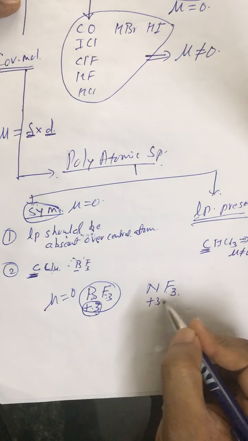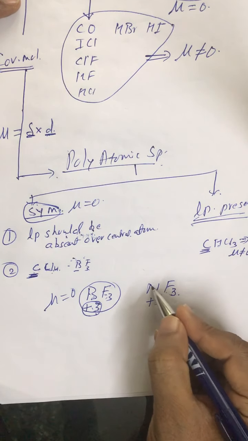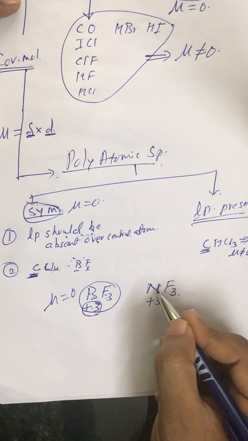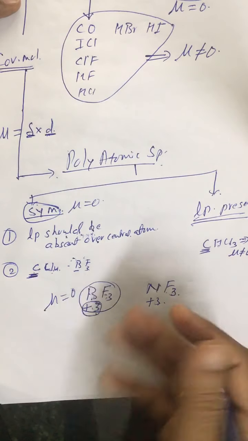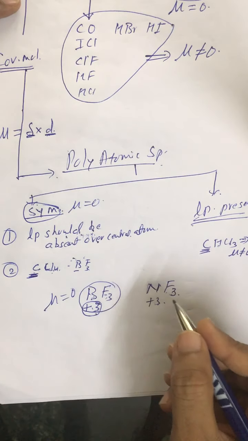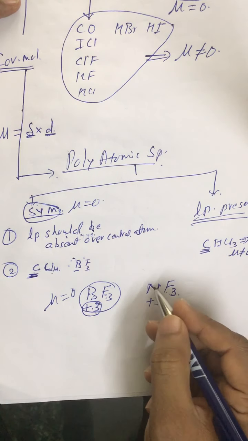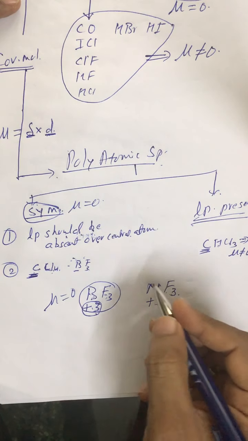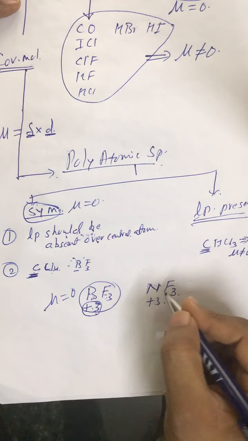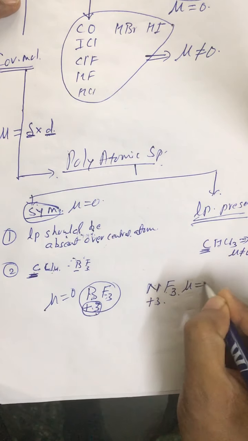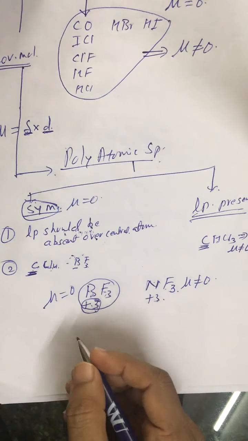Whereas in NF3, is +3 the highest possible oxidation state? No. What is the highest possible oxidation state of the nitrogen family? s2p3 is the configuration, so +5. That means LP is present. How many LPs? Forget about it, you don't have to calculate. Straight away say LP is present. Therefore, you don't have to check the second condition also. Since LP is present, we can say the dipole moment is positive.